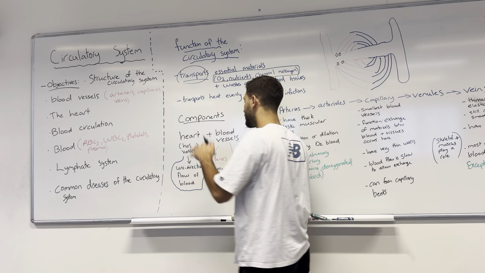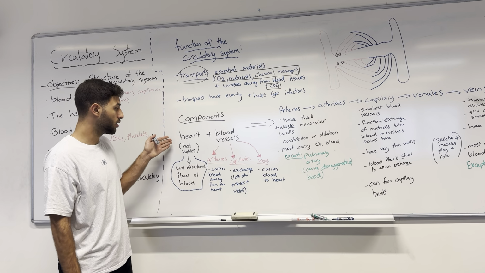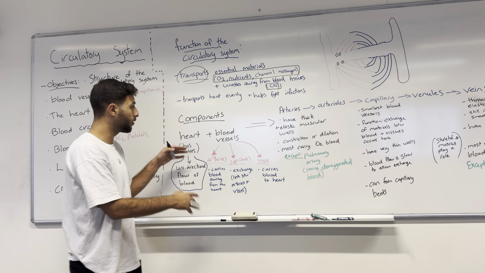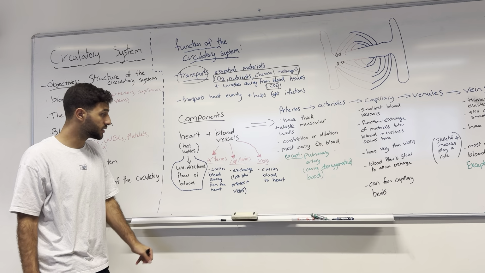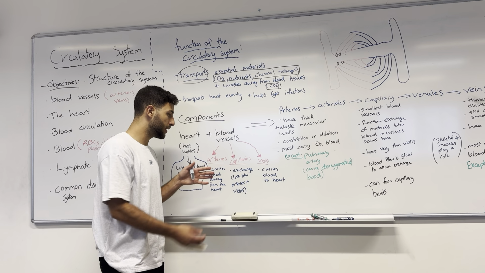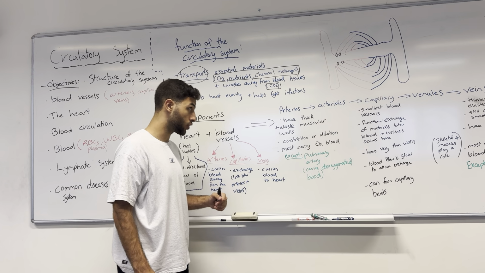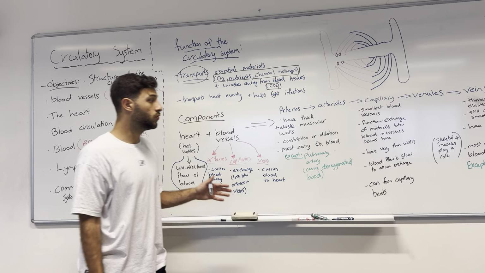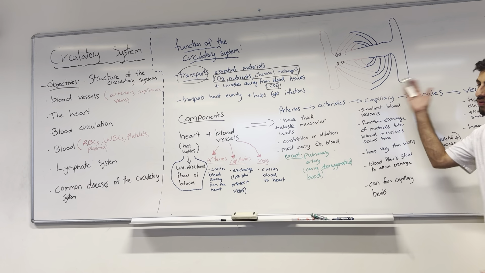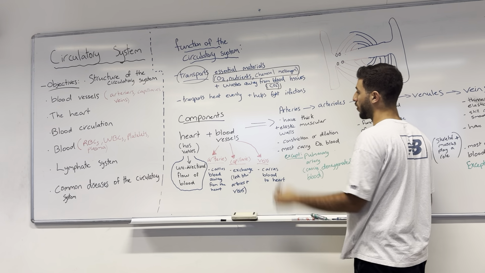Okay, so we have two main components of the circulatory system. We have the heart, which is the pumping organ, and we have blood vessels, and together they make up the circulatory system. Now, the blood vessels we said are split into three. We have arteries, capillaries, and veins, okay? So let's check out how blood flows in our bodies. First we're going to start with arteries.